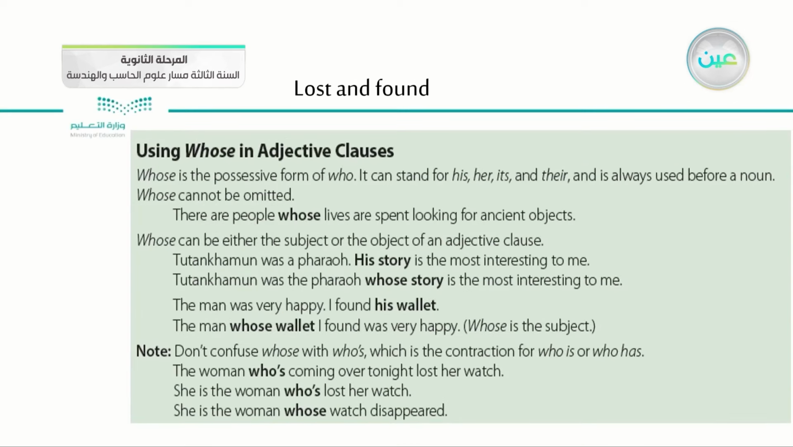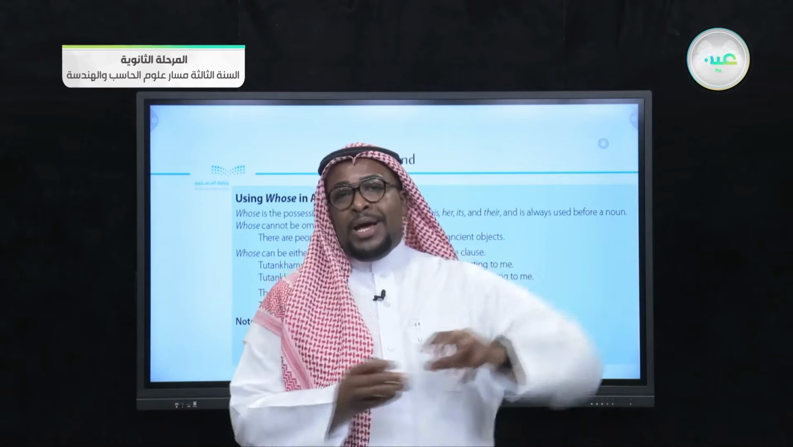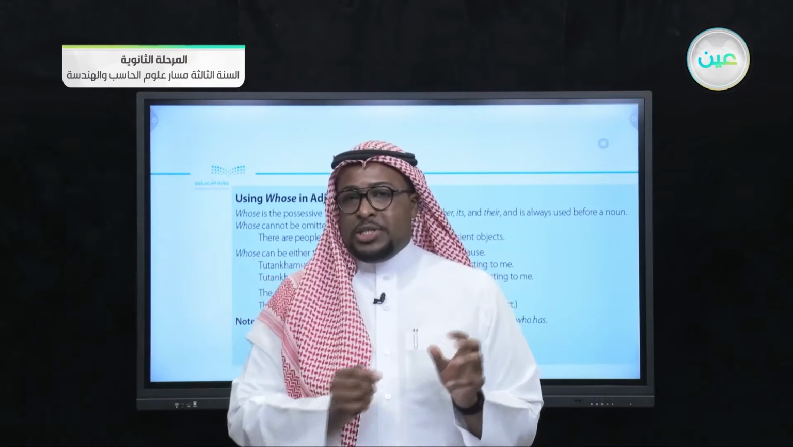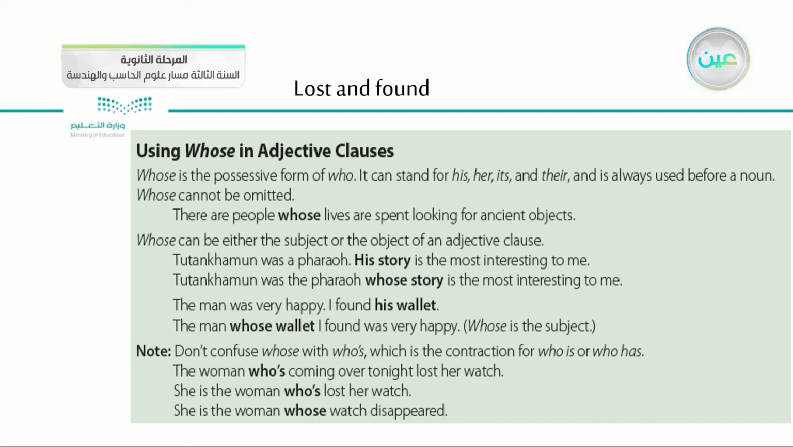So guys, we discussed the part which is using whose in adjective clauses. Here we said something very important. We have to differentiate between the usage of whose and who with apostrophe s, which is who is or who has. So you have to be careful when you use whose. Whose is the possessive form of who, which can stand for his, her, its, and their, and is always used before a noun. Whose cannot be omitted, which is the comparison with where.